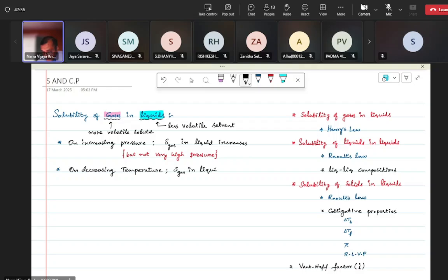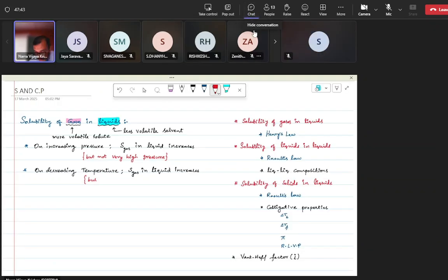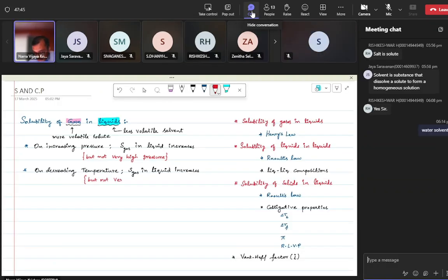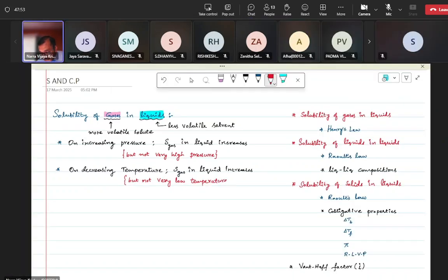Any questions in it? Again, there will be a problem. Reason? Why I'm writing, but not very low temperature. Phase will change. If I keep on decreasing temperature, gas may become liquid, or this liquid may become solid. If they are changing their phase, I cannot study them. So temperature you decrease, but not very much. Pressure you increase, but not very much.